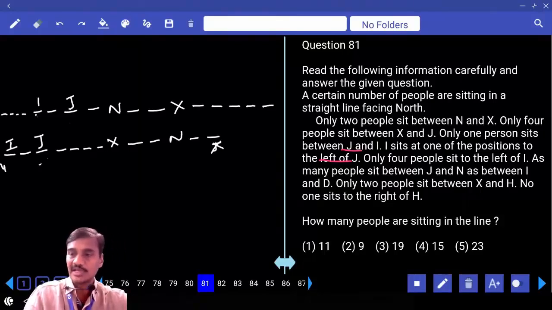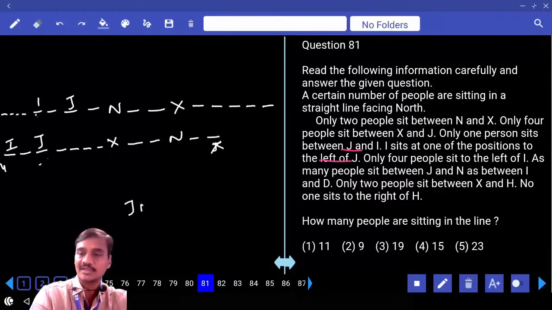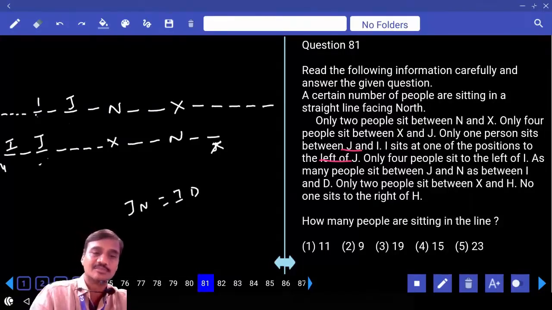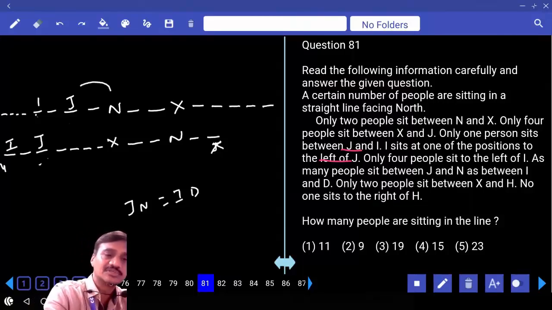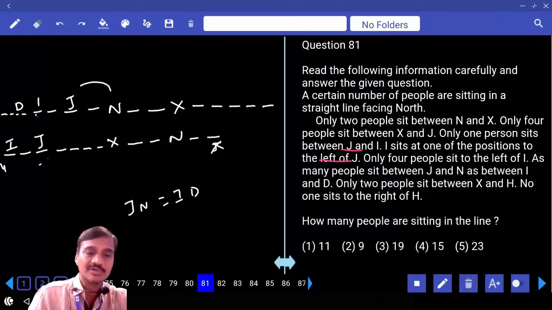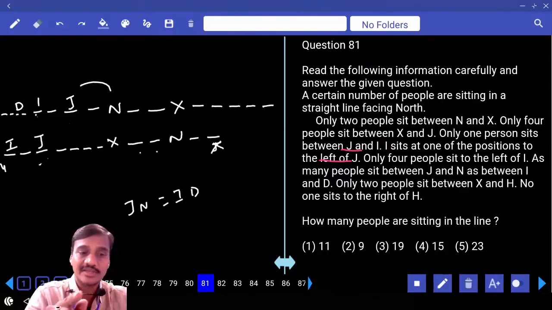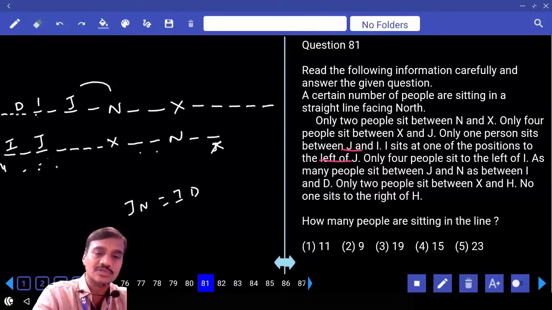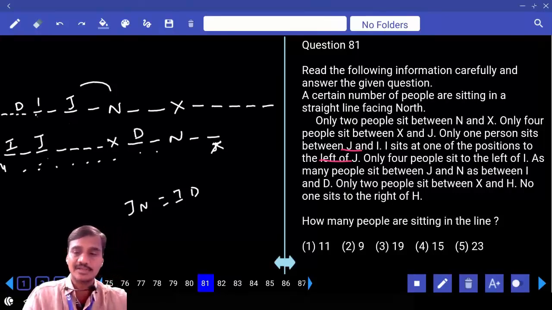And next one, as many people between J and N as between I and D. Here between J and N there is only 1 person, and 1 person between I and D. D is here. Then how many are there between J and N? J and N, 1, 2, 3, 4, 5, 6, 7 persons. Between I and D there must be 7, 1, 2, 3, 4, 5, 6, 7. D is at this place. J and N, I and D.